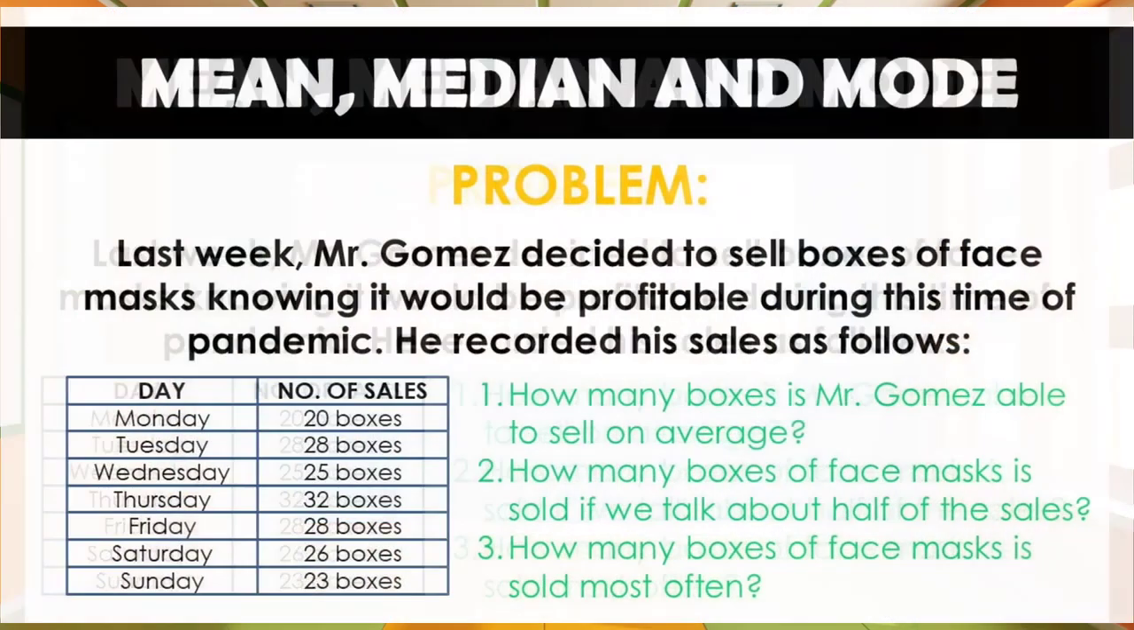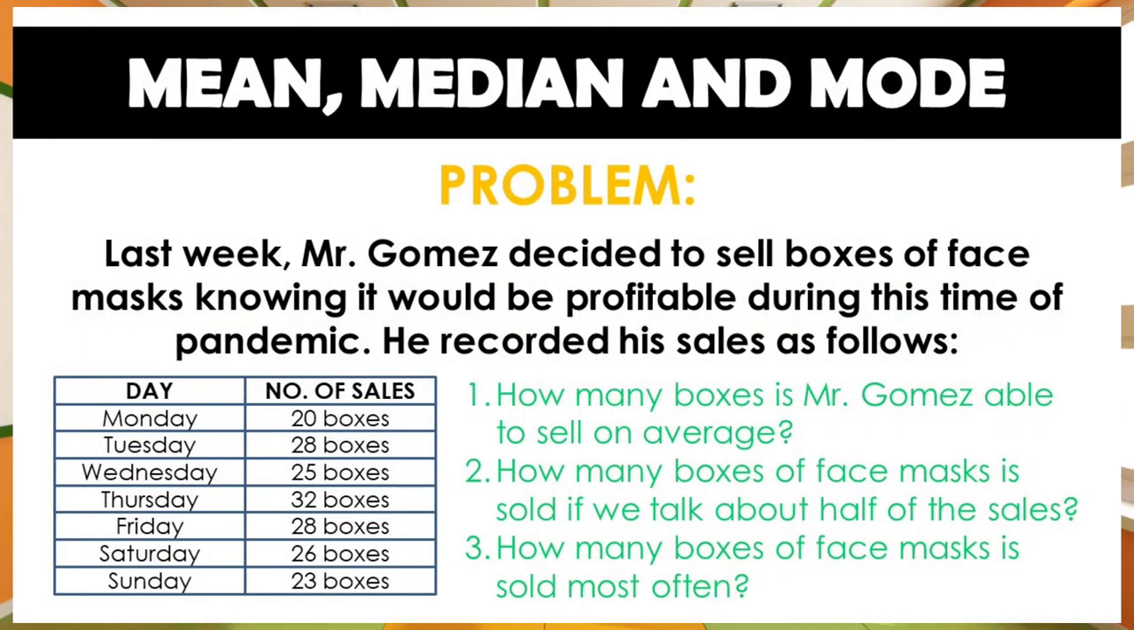The problem goes like this. Last week, Mr. Gomez decided to sell boxes of face masks knowing it would be profitable during this time of pandemic. He recorded his sales as follows. For Monday, there are 20 boxes. For Tuesday, 28 boxes. For Wednesday, 25 boxes. For Thursday, 32 boxes. For Friday, 28 boxes. For Saturday, 26 boxes. And for Sunday, we have 23 boxes.